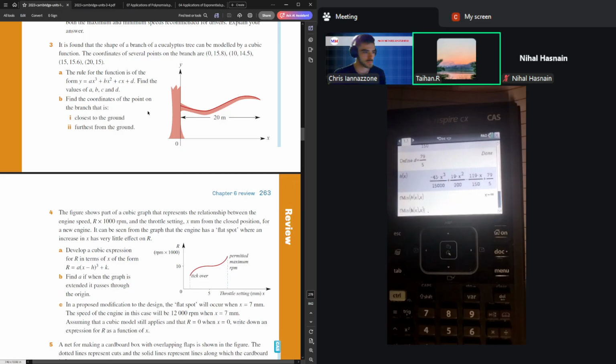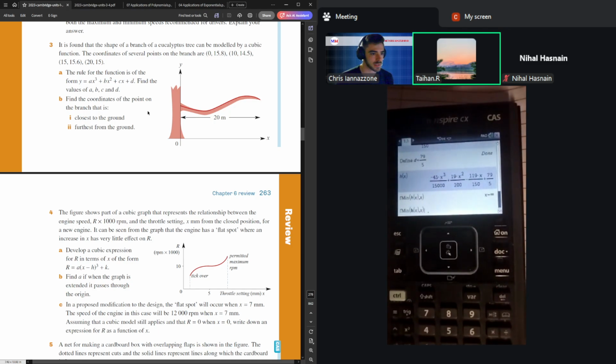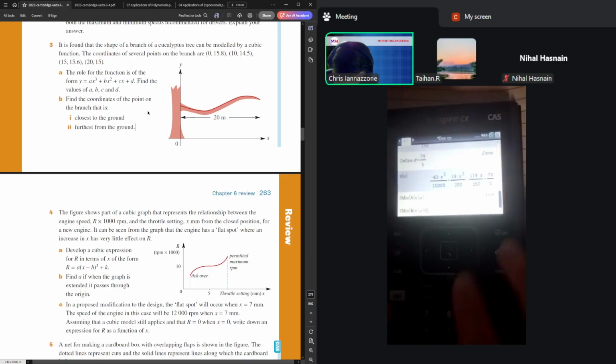Just not including anything below 0, because obviously the ground would be at 0, are we assuming? So the ground is at y equals 0. Domain is all your x values. Go back to the question. Yeah, that'll be a good idea, up to 20. That's the one, yeah. 0 to 20.